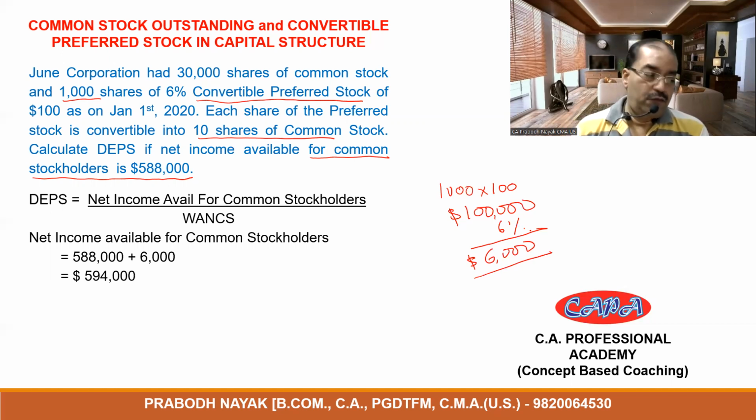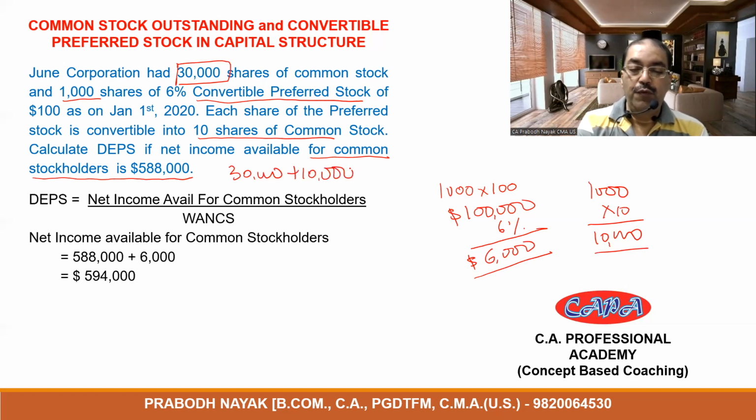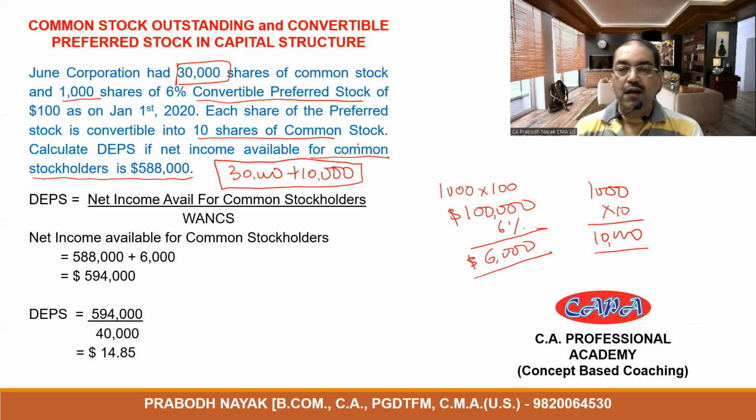How much is my denominator now? It is the original 30,000 common stock, and these 1,000 shares of preferred stock, each share is going to get 10 shares of common stock. So I will have 10,000 more of common stock. So it will be 30,000 existing plus 10,000 converted from preferred stock to common stock. So my denominator will be 40,000. So diluted earning per share is 594,000 divided by 40,000. So that comes to $14.85.